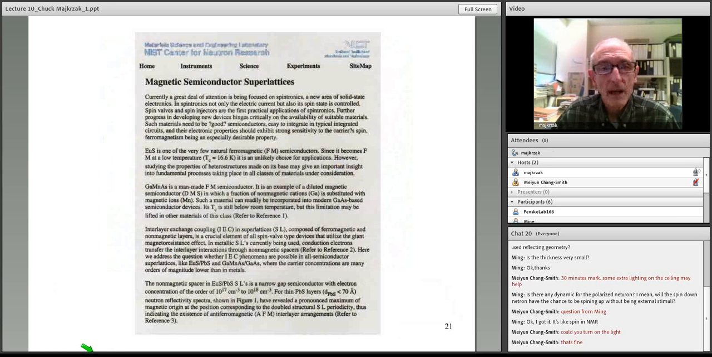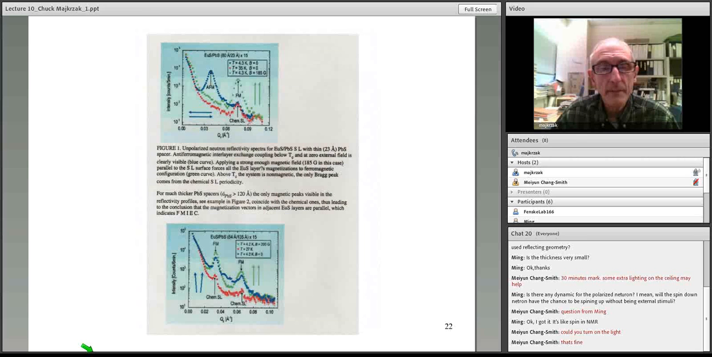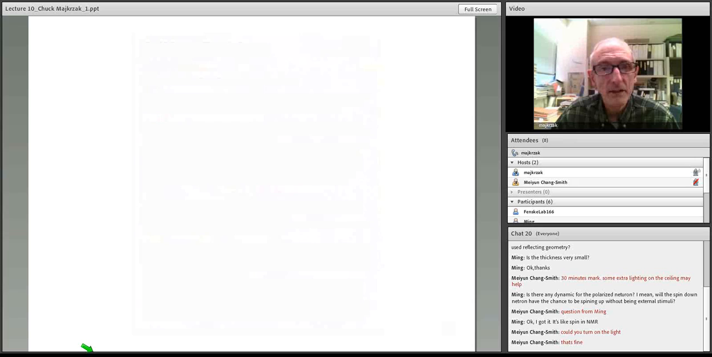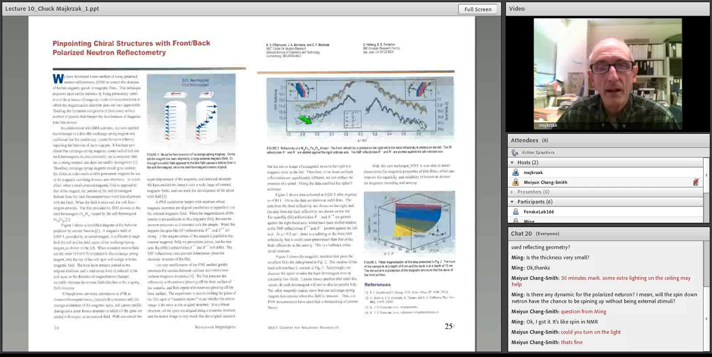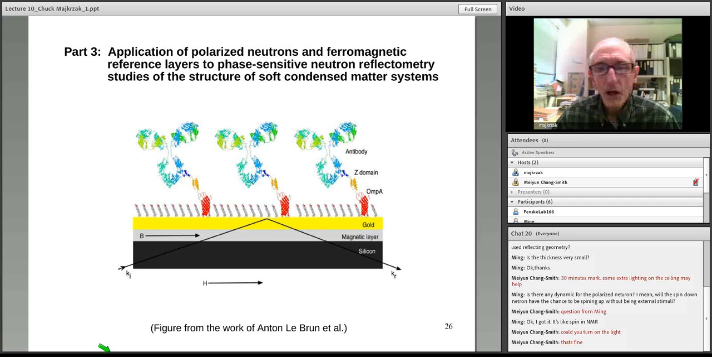Here's something for you to read about magnetic semiconductor superlattices in case you're interested, but we will now, after just showing you one more, here's an example of how a spiral, a chiral type of rotating system can be determined from the same type of polarized neutron reflectometry experiment. Okay, so let's get back to soft condensed matter.